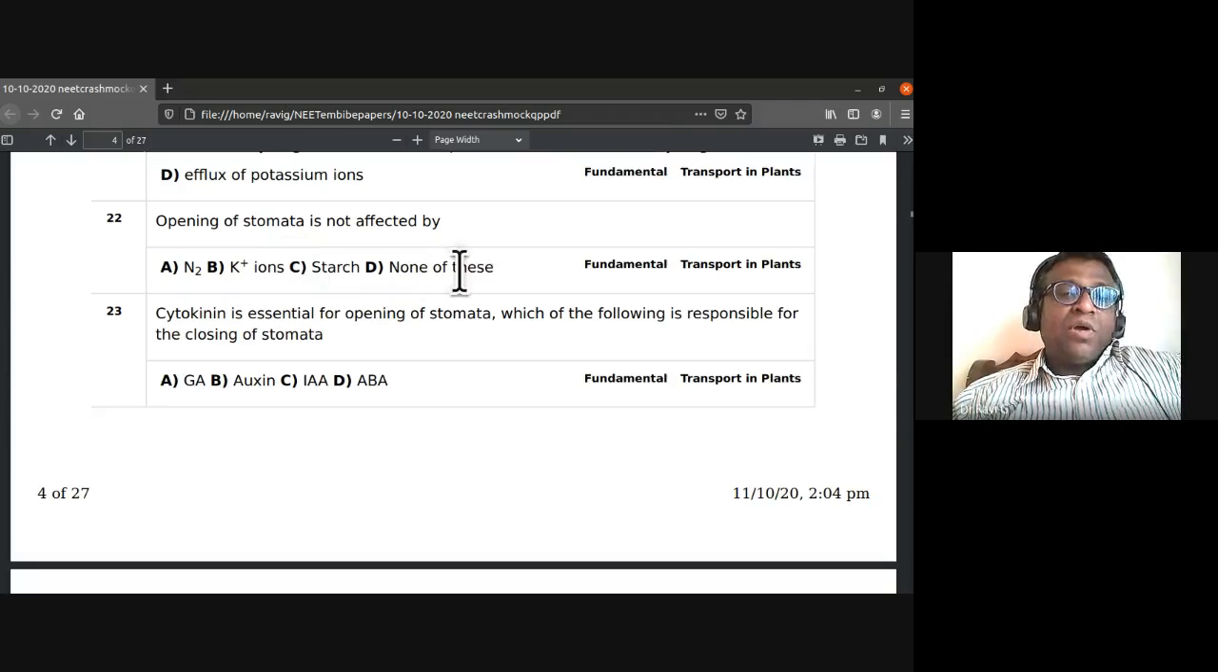Opening of stomata is not affected by, so which of them? Nitrogen, starch, potassium ions, none of these. So opening of stomata is not affected by nitrogen. So A is the one which is not affected by nitrogen. So 22nd, the answer is A.